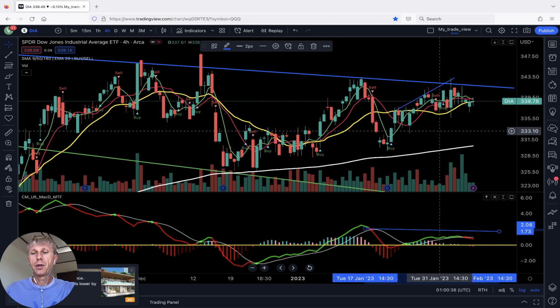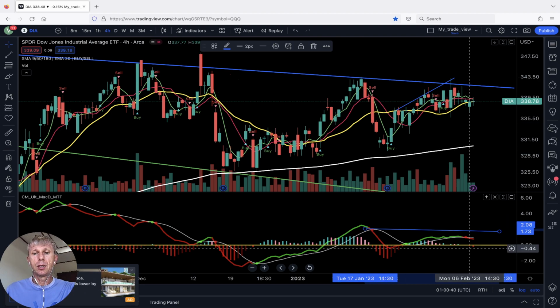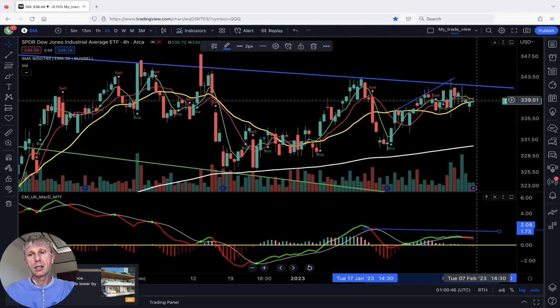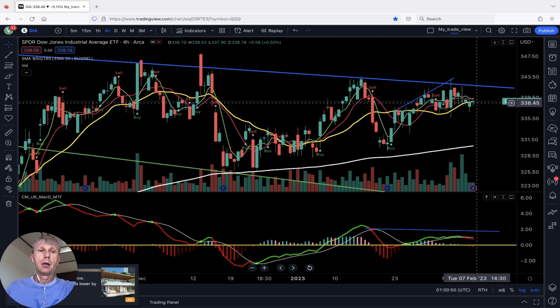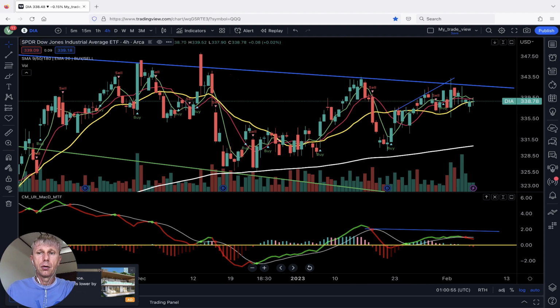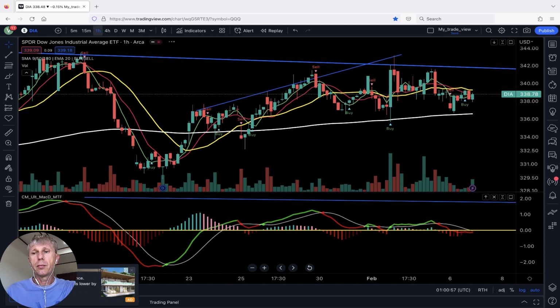On the 4 hour time frame, it's already bearish, right? MACD already turned red, it's already bearish. And MA5 did a bearish crossover over MA10, and the last bar stopped at MA20. On the 4 hour time frame, Dow Jones is already bearish. Let's move to 1 hour.